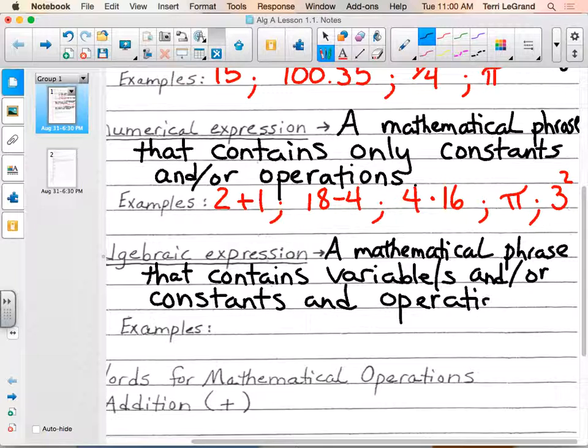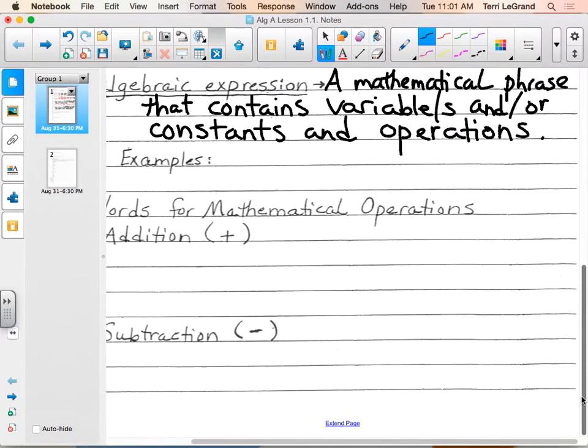So it has to have a variable. It has to have at least one variable. It can have constants with it. It can have operations with it. And of course, no equal sign or it's no longer an expression. So give me an example of an algebraic expression that's just hanging out there on your visual map.